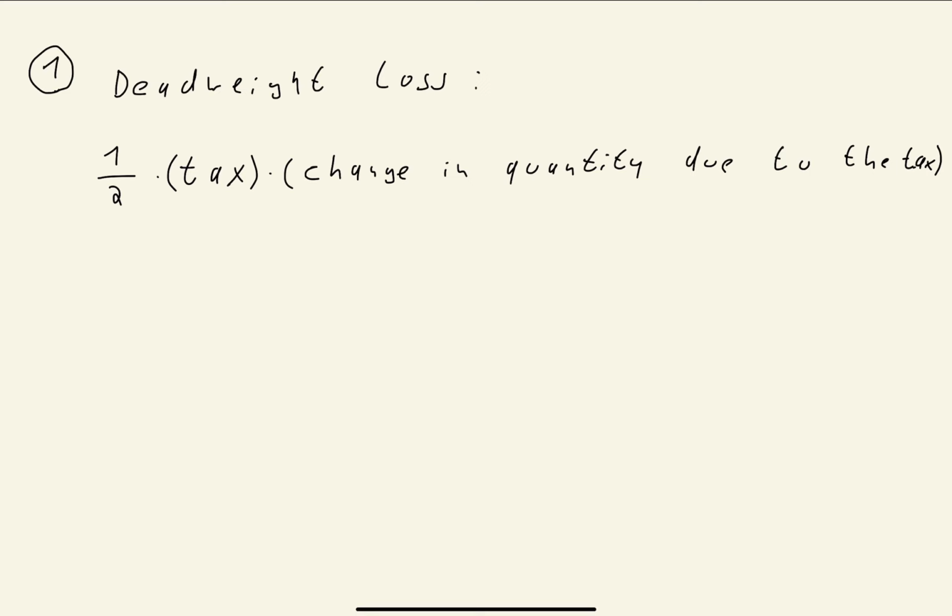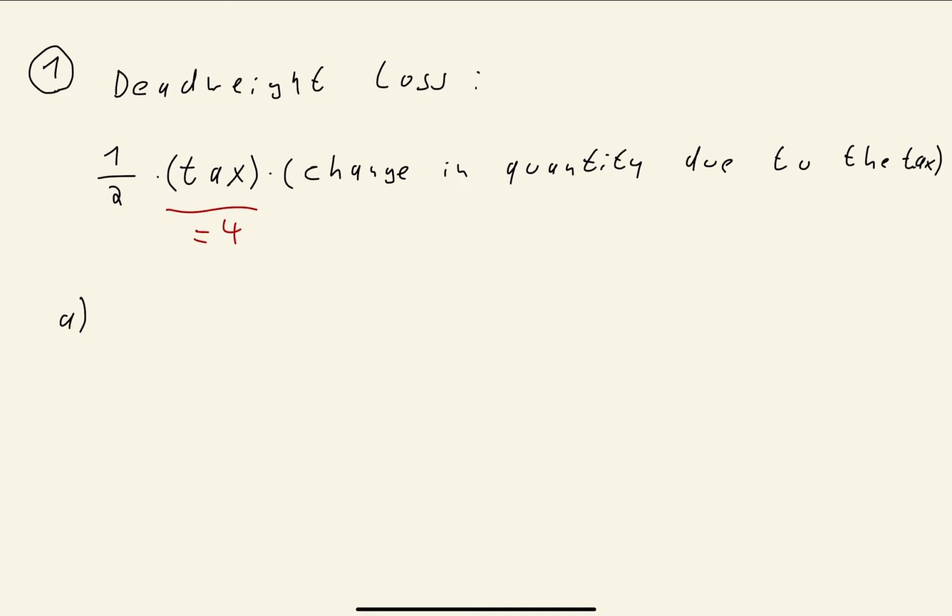So there are two things we need to find out, or one thing we already know. We know that the tax here is equal to 4. And now all we need to find out is the change in quantity due to the tax, so the quantity in equilibrium, of course. So let's calculate this.